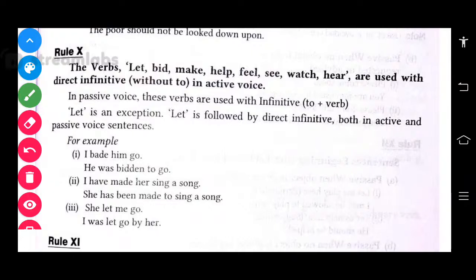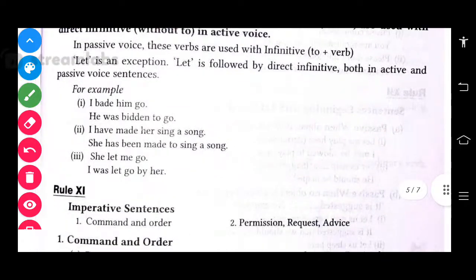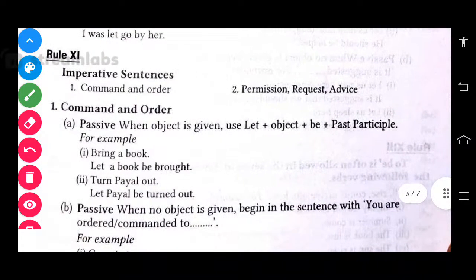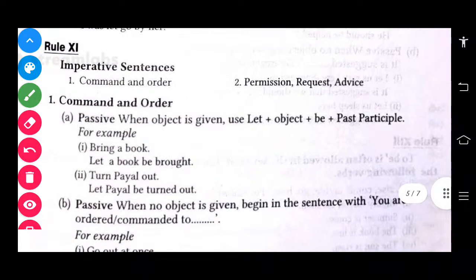See that? She let me go. I was let go by her. It was given like this. Let us see rule number 11. If you learn all these 16 rules, you can make perfect passive sentences of any sentence. You will be perfect in active and passive sentence formation.